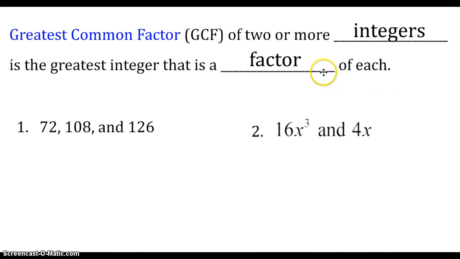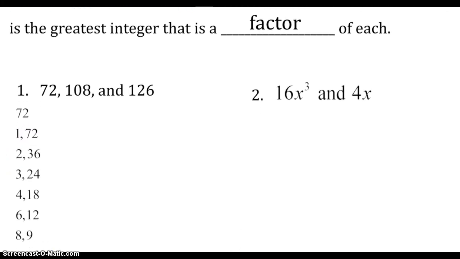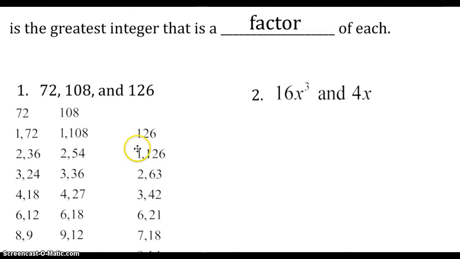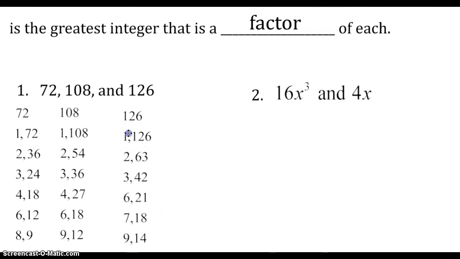So for example, if I take the numbers 72, 108, and 126, I'm trying to find the greatest factor that goes into them. So all three of these numbers have a very long list of factors. For example, 72 has 1, 72, 2, 36, 3, 24, 4, 18, 6, 12, 8, 9. You might have to get a calculator. You might have to try all these numbers. 108 has 1, 108, 2, 54, 3, so on. 126 has all these factors.